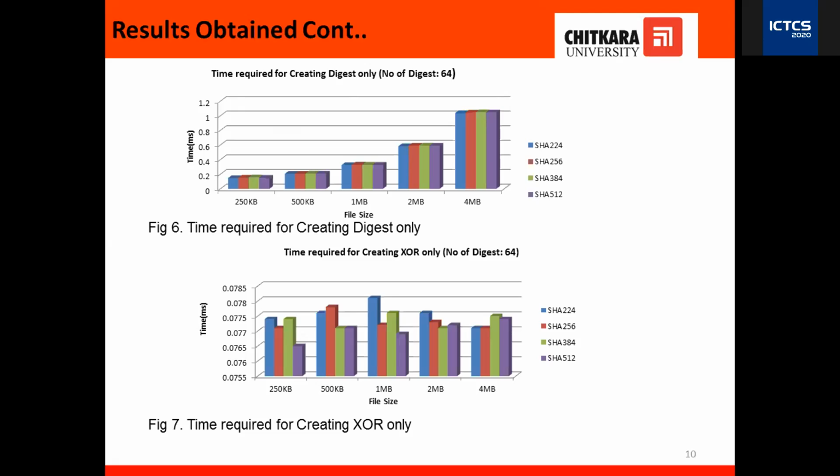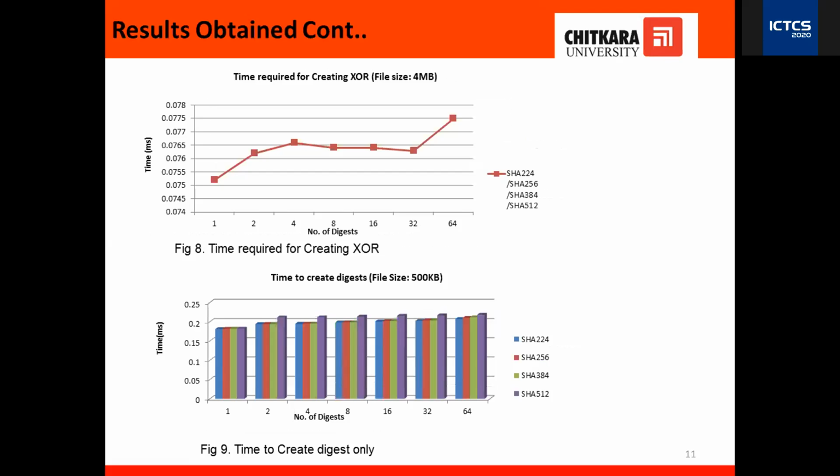So these are the graphical results in which I have used multiple files of different sizes to analyze the results. That shows that if file size increases, then the time required to create digests also increases. But creating XOR values is not causing any extra overhead on the digest algorithm. Similarly, if I talk about creating only XOR, then if the number of XOR values to combine is larger, it will take more time, not much, but it is observable.